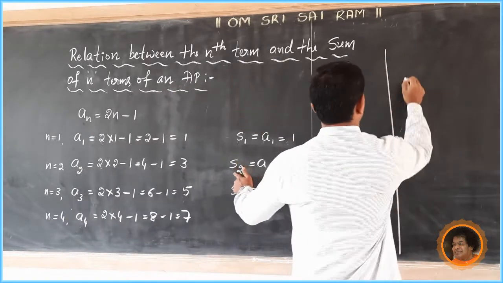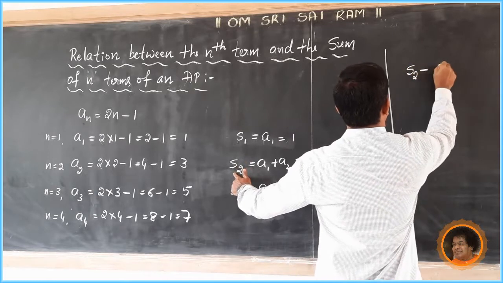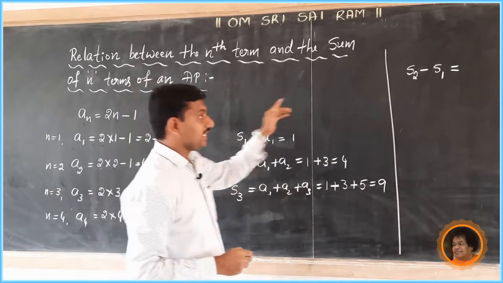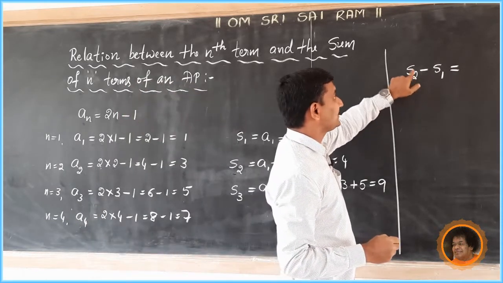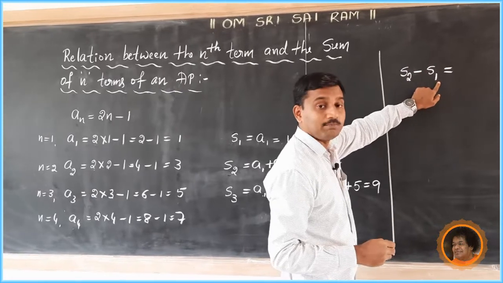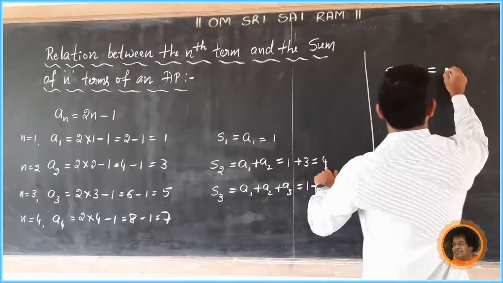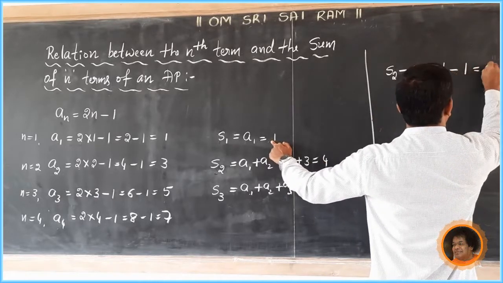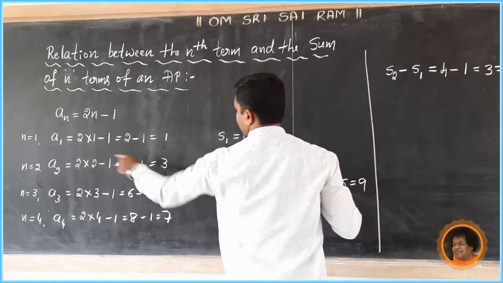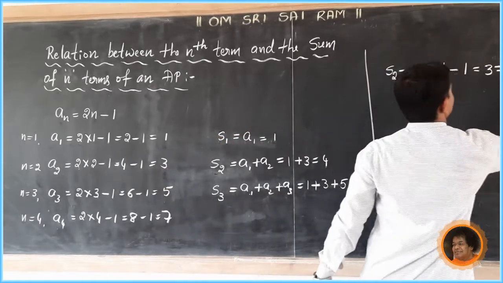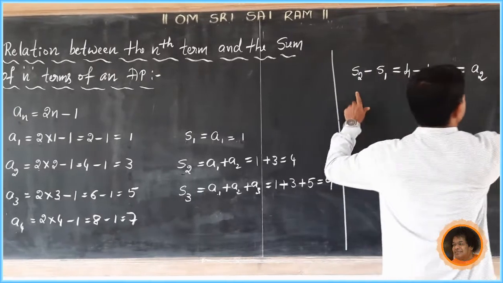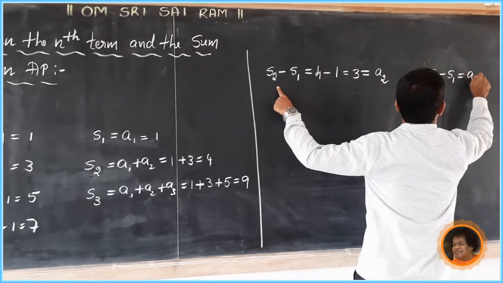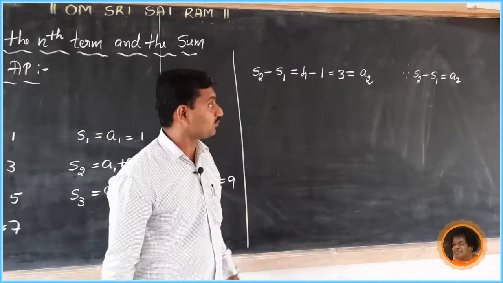So next, find the value of S2 minus S1. S2 minus S1 means the sum of the first two terms minus the sum of the first term. So S2 is 4 minus S1 is 1, that is 4 minus 1 is 3, which is equal to a2. So S2 minus S1 equal to a2.